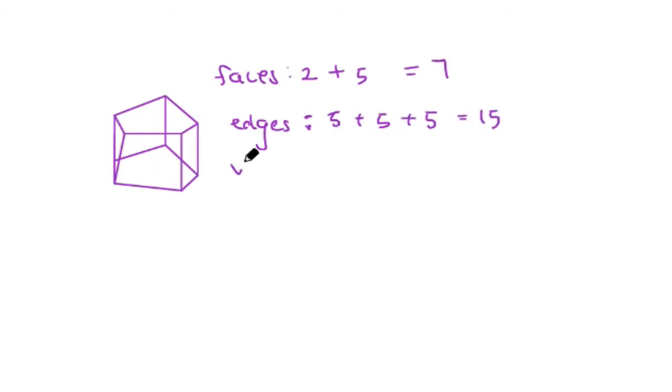And then the number of vertices, we can see 1, 2, 3, 4, 5 corners at the top there, and it's going to be 5 at the bottom as well, so it's 10.